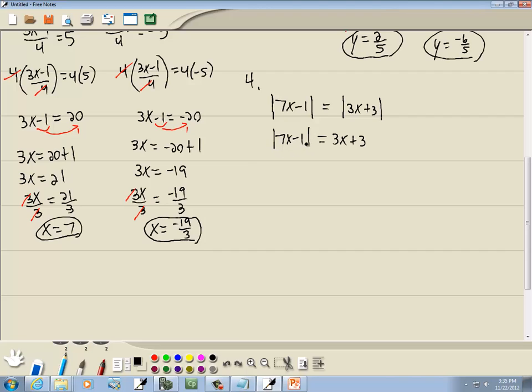Now we got the absolute value of something is equal to the other side. So we'll drop our absolute value, set it equal to positive the other side, and we'll drop our absolute value, and we'll set it equal to negative the other side.